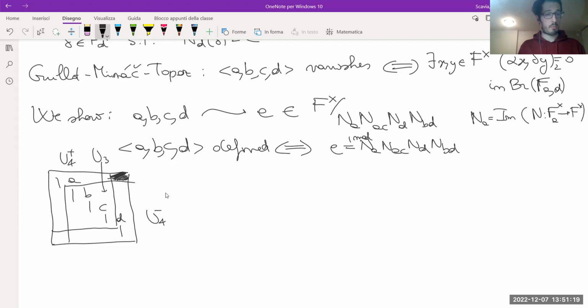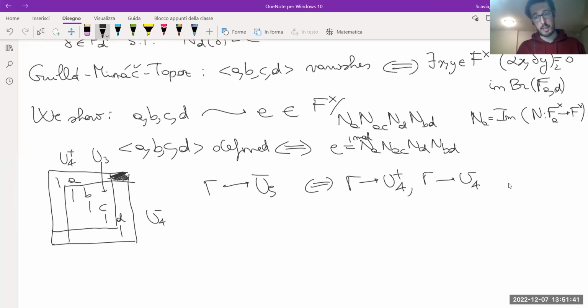So basically, if you want to construct a homomorphism from gamma to U5 bar, it's the same thing as constructing a homomorphism to U4 plus, a homomorphism to U4 minus, which agree on the middle U3. This is the idea. So now, how does the E come in?